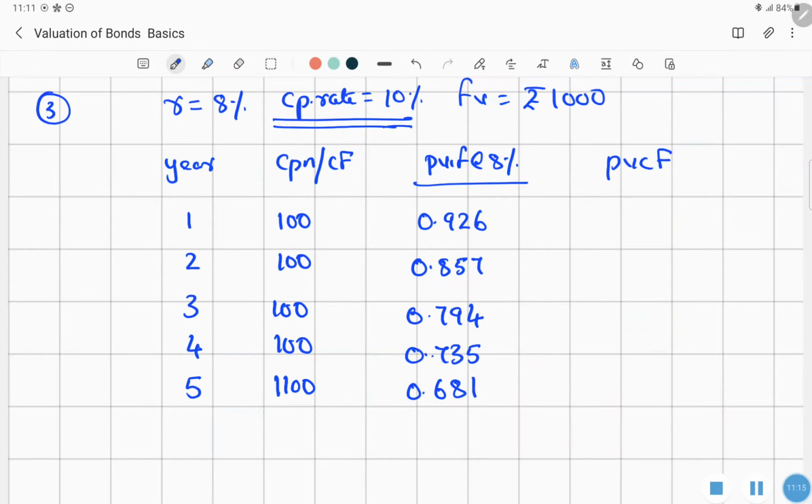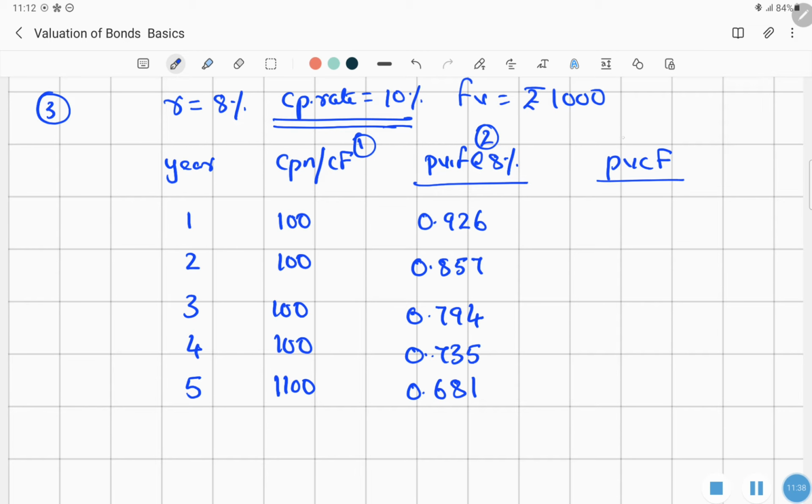So I have calculated the present value interest factor at 8% for the first year, second year, third year, fourth year, and fifth year. Now we'll be calculating the present value cash flow. So we'll be multiplying the interest received, or the coupon amount, or the cash inflow, into the present value interest factor. Then we'll be getting the present value of the cash flow.